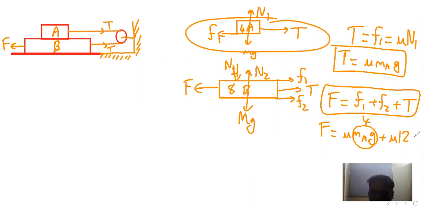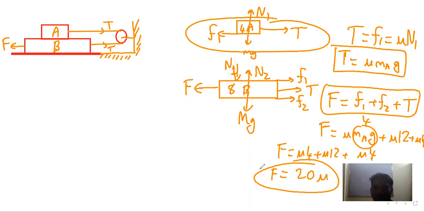12 Newton force plus tension force T. So tension force T we have already found, which is mu MAG, which is mu into 4. So that is how we'll find the value. Capital F will come out to be mu 4 plus mu 12 plus mu 4. So calculating, we get the value of F as 20 mu. So this is the value of capital F force. So that is how we solve this question. In the next question, which is question 30.